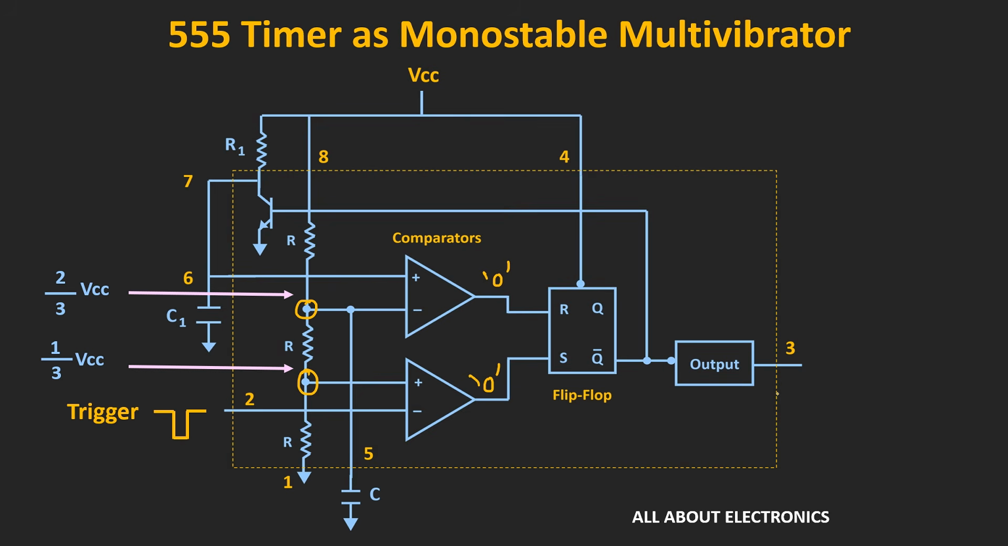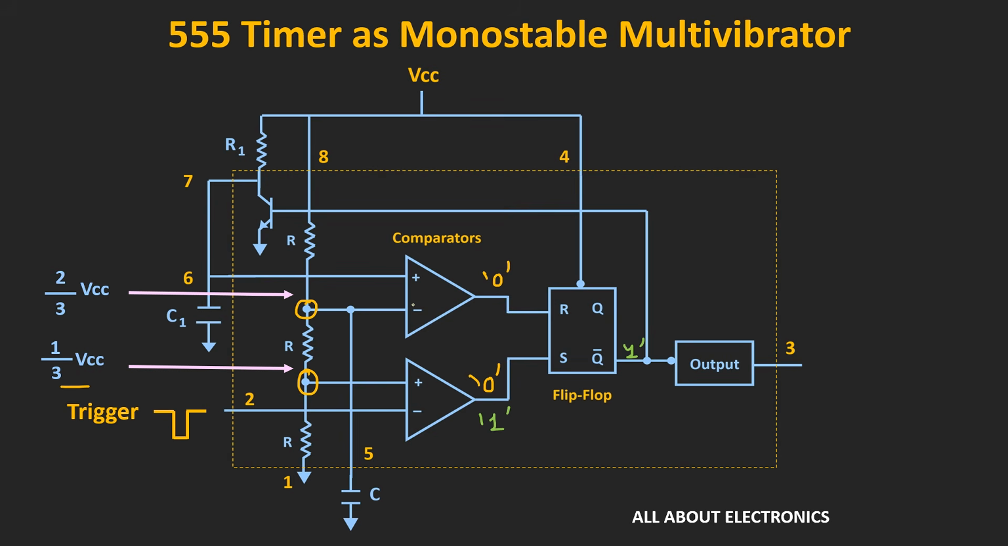Now let us see what happens whenever we apply the trigger signal. Here the trigger signal is applied in such a way that during the triggering action the voltage at this pin number 2 goes below this reference voltage. So at that time the output of the second comparator will become logic 1. Now during this triggering action, as this Q bar is in logic 1 state, this pin number 6 will remain at a ground potential.